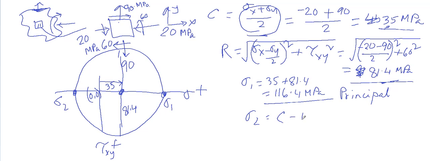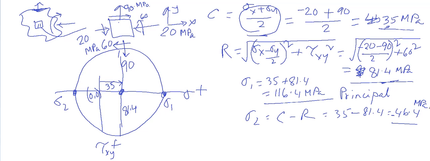Sigma 2 is c minus r. Now how c minus r? Because if we start from here, c up to this, then minus r up to this, the balance is this. So it is 35 minus 81.4. I'm getting 46.4 and negative, and the unit is MPa. So we got our minor principal stress.